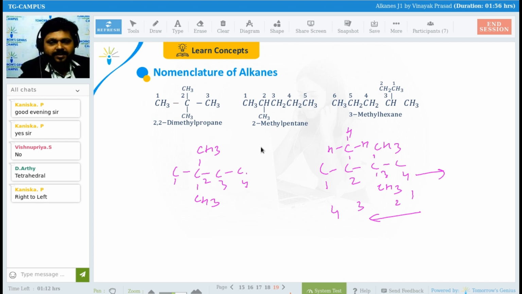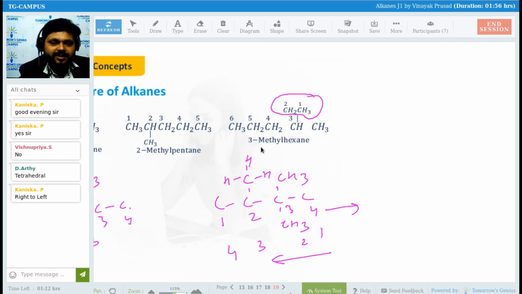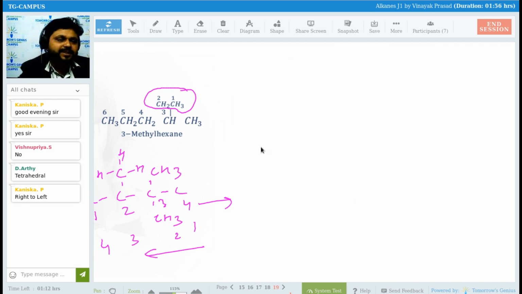2-methyl pentane. This will be what? 3-methyl hexane. See guys, you might be thinking, sir, a CH2CH3 group is there, so it is ethyl. So why should we not count this as an ethyl? I'm making this structure, and then I will let you know how this is not ethyl and how this is coming in the main chain.